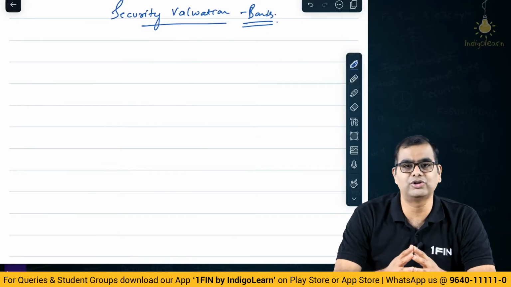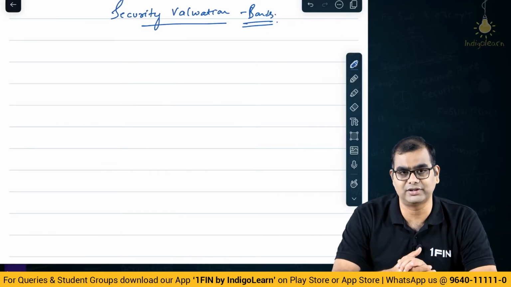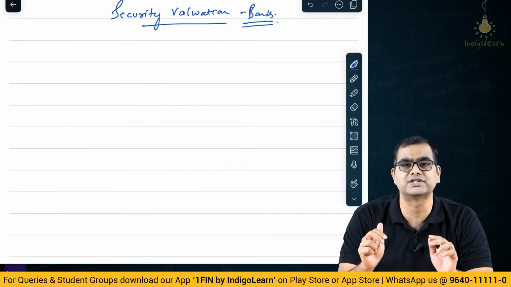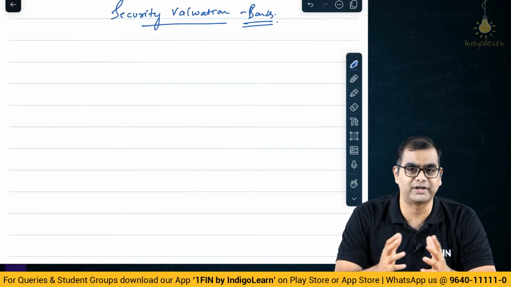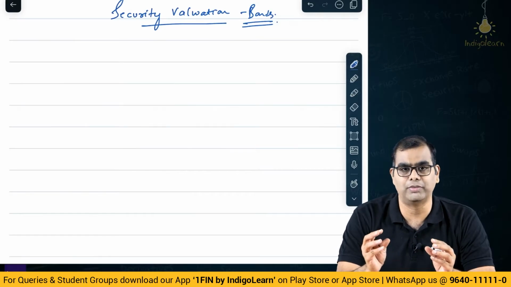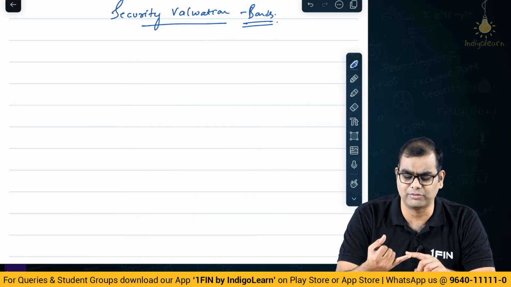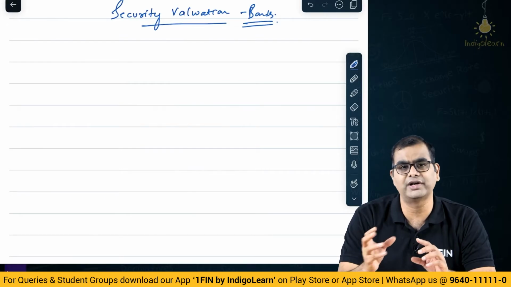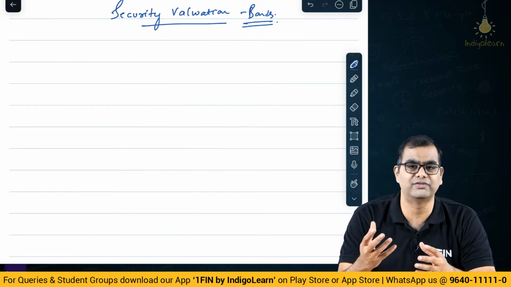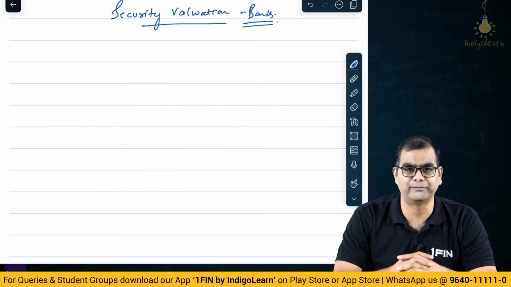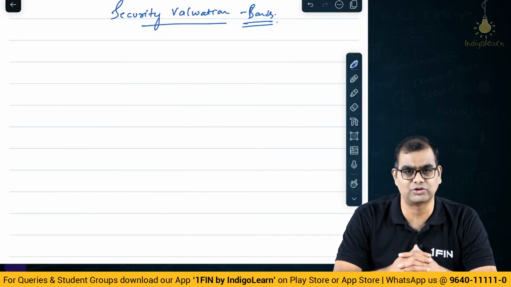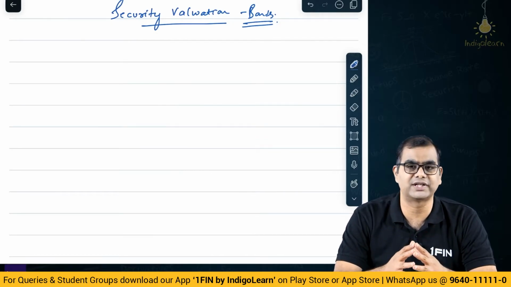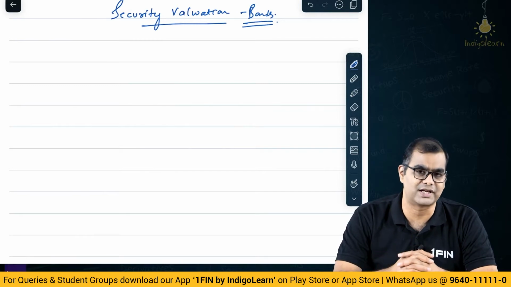Hello friends, today we are going to revise the Security Valuation chapter. We have already done part 1 of revision, this is part 2. In part 2, we are going to be revising mostly fixed income securities, which are basically your bonds, debentures or some kind of securities which have conversion embedded in them. So that is the broad context of what our revision is going to cover. This is the second part of the Security Valuation chapter dealing with fixed income securities.